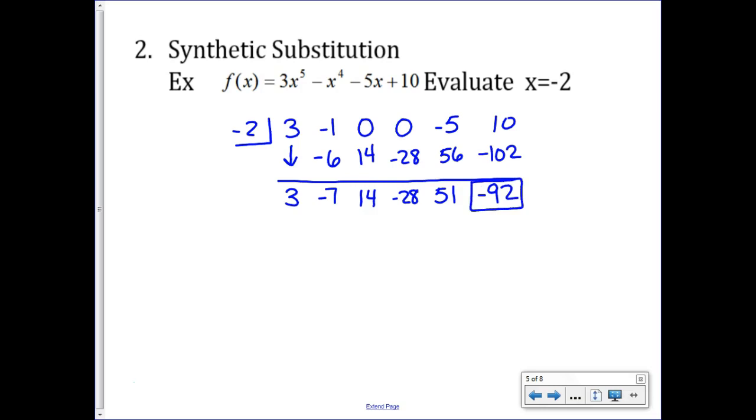So if you want to, go ahead and put negative 2 in and use direct substitution and see if you get the same thing. And you could go back on example 1 and try to use synthetic substitution and see if you get the same number there as well. Both of the methods work to evaluate for certain values.